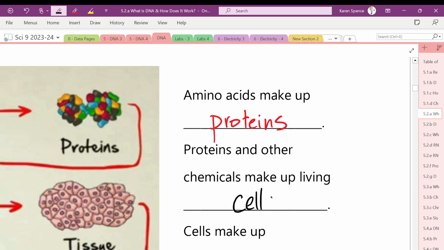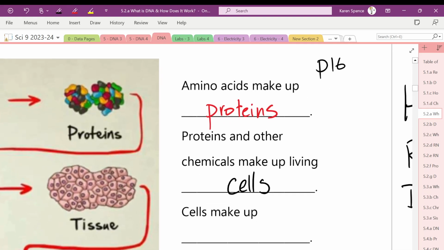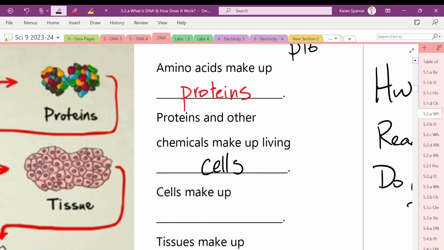And if you're wondering what page we're on, page 16. Okay. Cells make up tissues. And if you're like, what the heck is a tissue? A tissue is, you know, your heart's made of heart tissue, and that's going to be different than your liver, which is made of liver tissue. The cells are slightly different. They have different characteristics. Your bones are made of bone tissue. So different genes are expressed in each cell, making all the tissues slightly different.